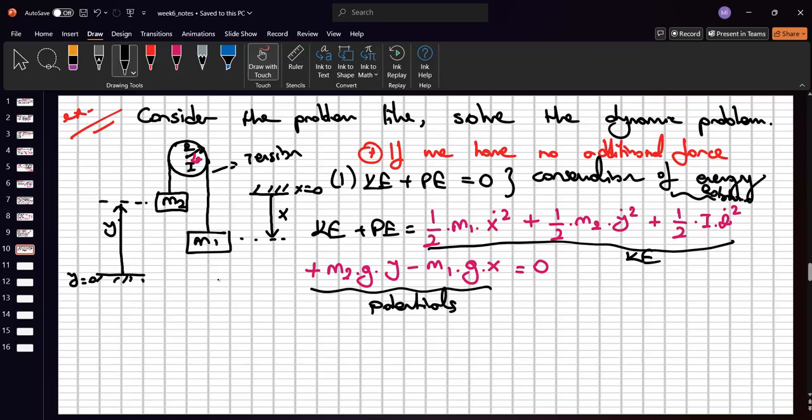So this is the first case. In the second case, we should say what is the values of the X and Y? What is the relation between the Y and X? What's the relation?